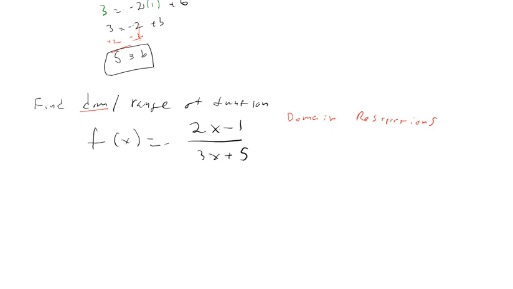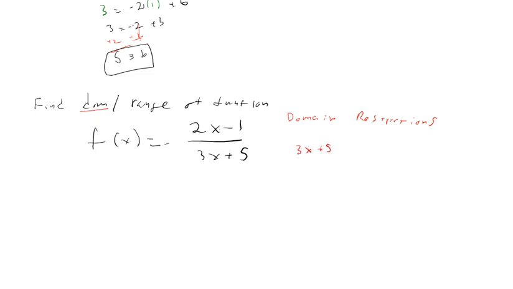Edward says yes. What's the restriction, Edward? What restriction do I have? Yeah, the bottom part here is not allowed to be 0. Good. So I have a restriction. I need to list that restriction. I need to explain what my restriction is for this domain. So I will say that 3x plus 5 is not allowed to be 0.